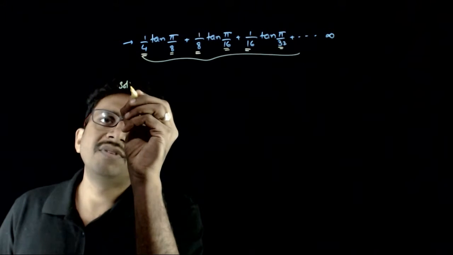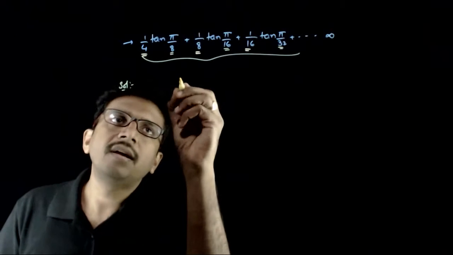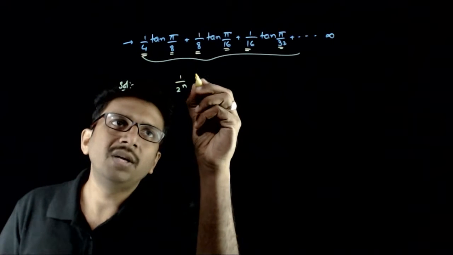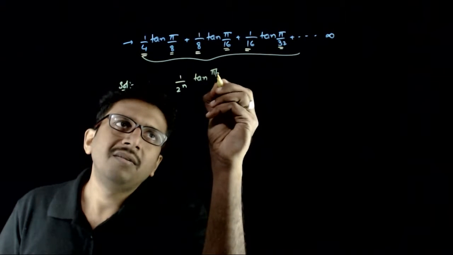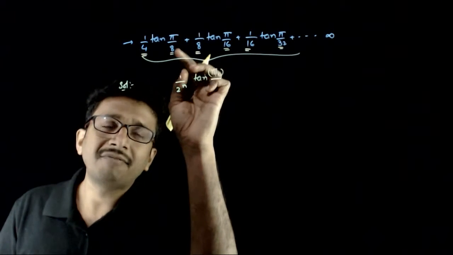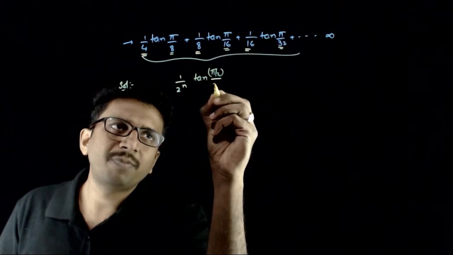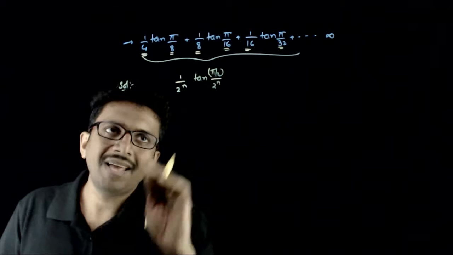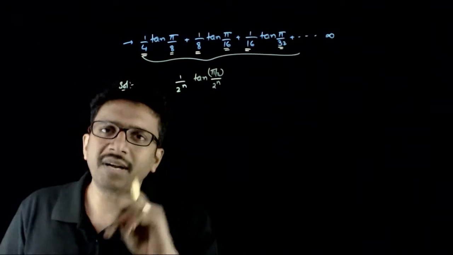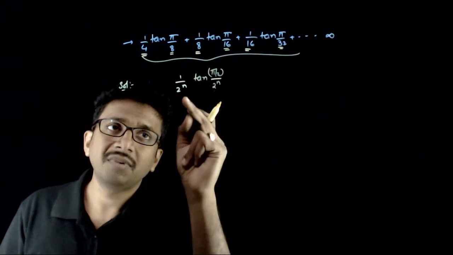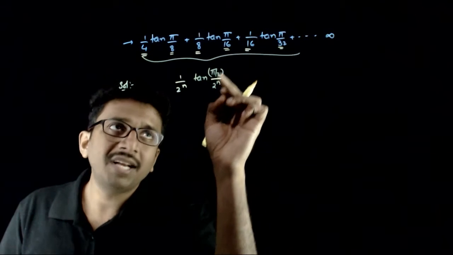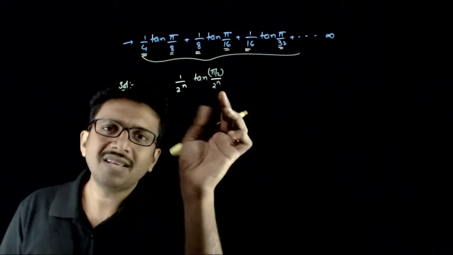So if you write the general term of the sequence, it looks like 1 by 2 power n, 1 by 4, 2 power 2, into tan of, you can take pi by 2 as the fixed angle, and pi by 8 here is pi by 2 by 4, so it is pi by 2 by 2 power n, and n is starting from 2. If n is equal to 2, you have 1 by 4, tan of pi by 2 by 4, which is pi by 8. For the next term, put n is equal to 3, so 1 by 8, pi by 2 by 8 is pi by 16, and so on. So this is the nth term of the sequence.